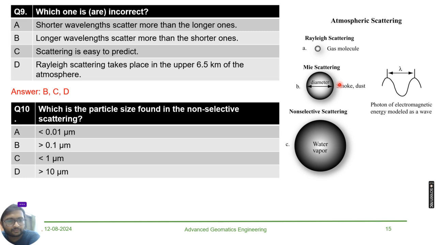Which is the particle size found in non-selective scattering? When you have non-selective scattering happening, the size of the molecules is very large compared to the radiation which is coming on. So what might be the size of the molecules? Generally water molecules are, so what might be the answer?